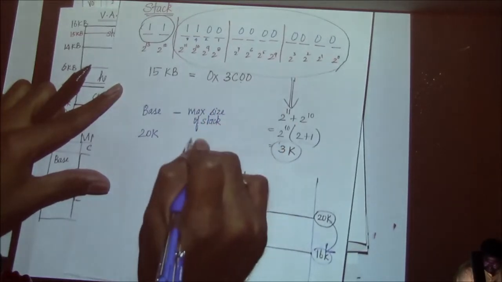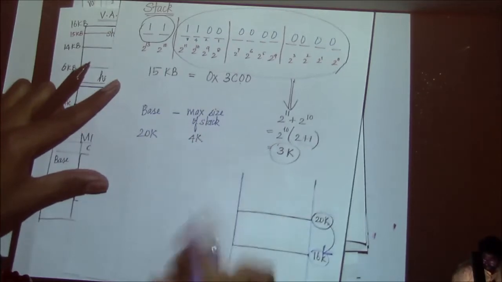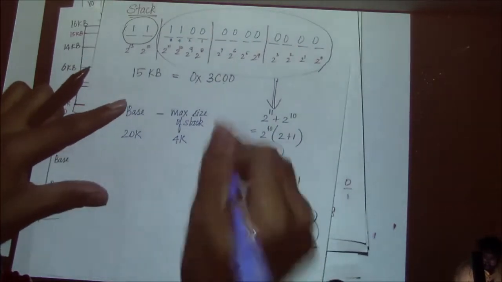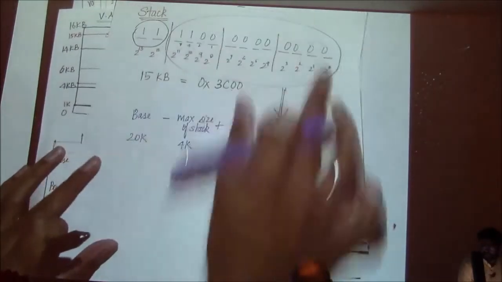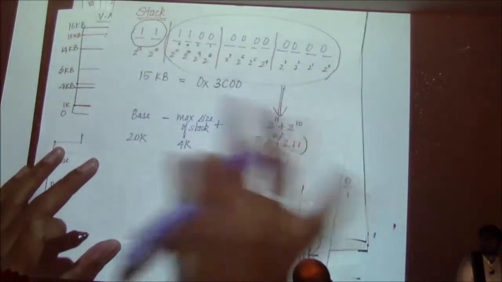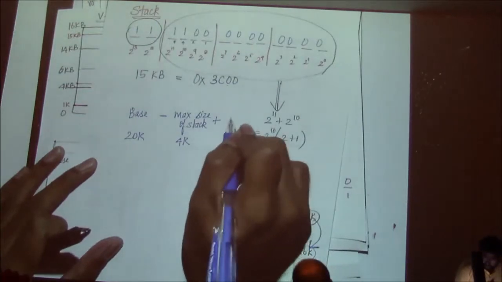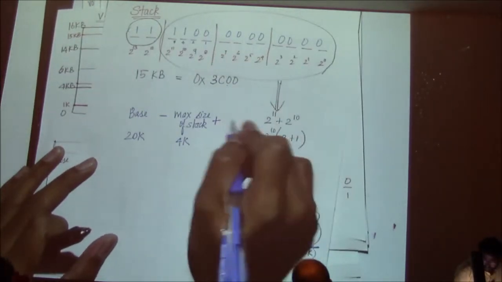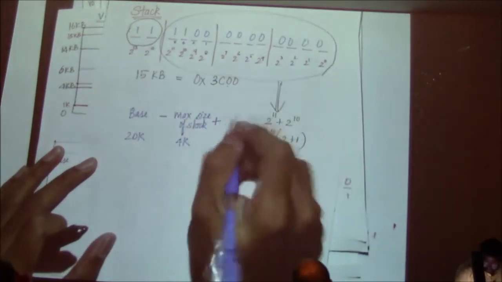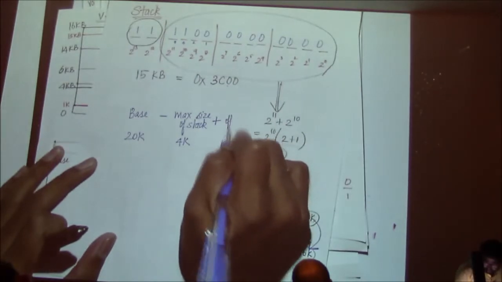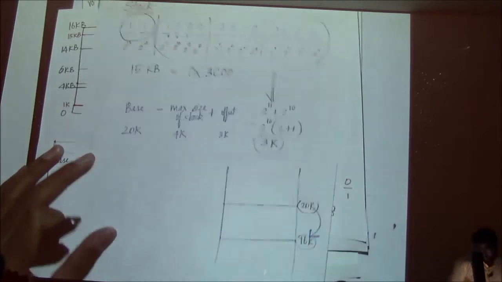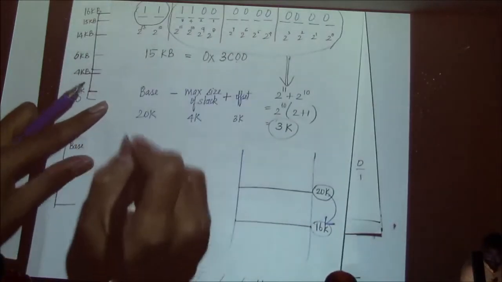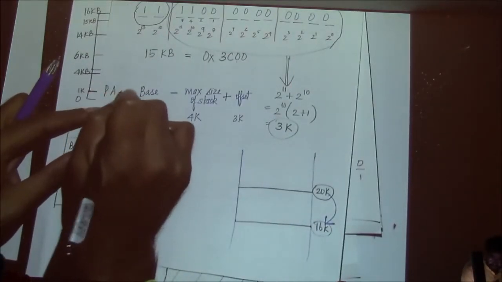Subtracting the max size of the stack segment, which is nothing but 4k, now I have 16k. Now to that I'm just adding whatever offset that I got here. You may name it somehow, I'll just have this offset, which is nothing but 3k. So this is just the calculation for the physical address.